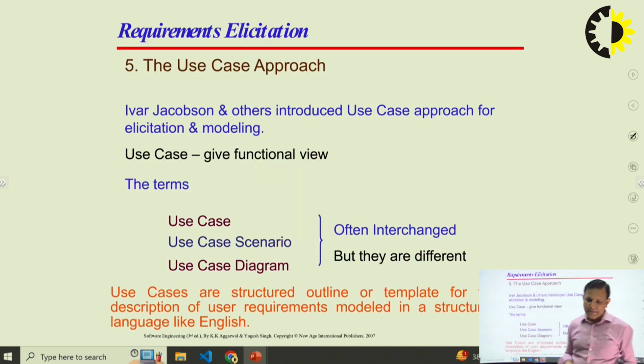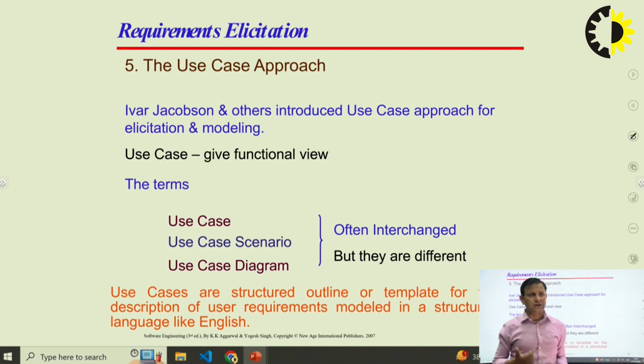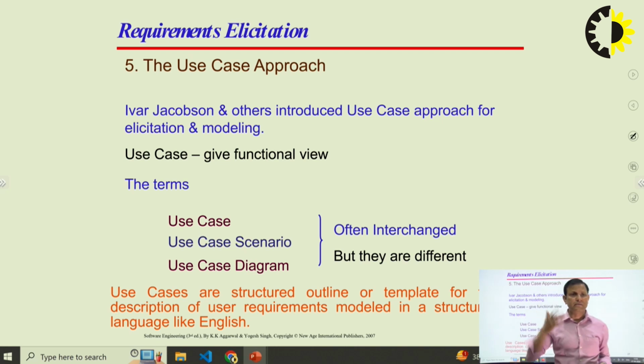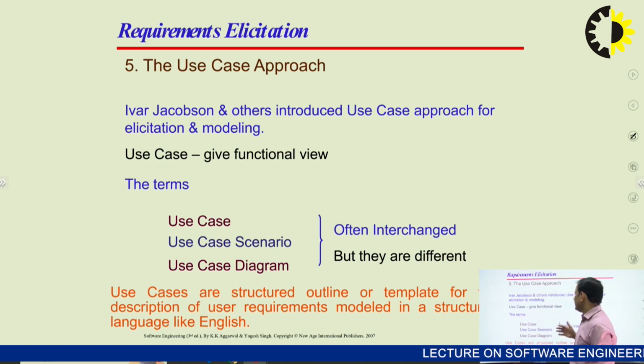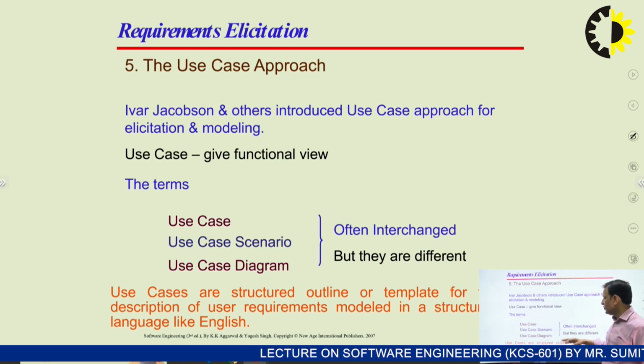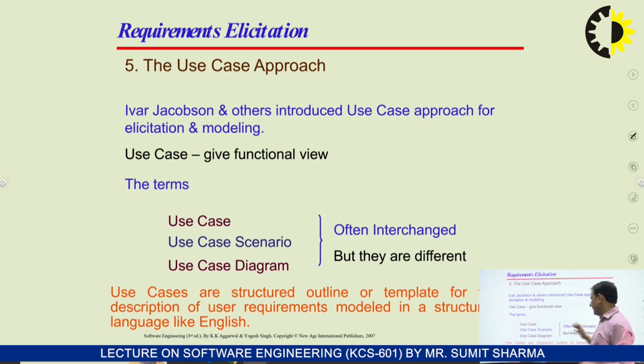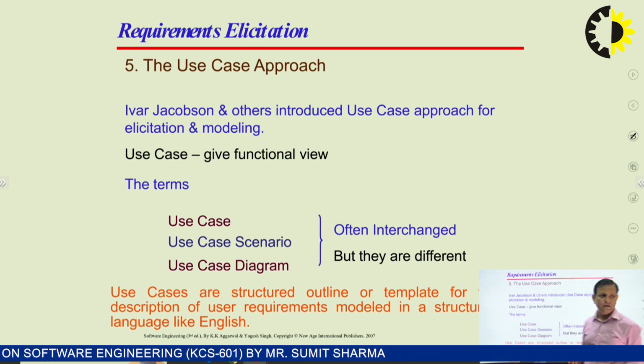Then the use case approach. Ivar Jacobson and others introduced the use case approach for elicitation and modeling. A use case gives a functional view of the system: what the system capabilities are, what the system is going to perform after completion. The terms use case, use case scenario, and use case diagram may be used interchangeably, but they are different.